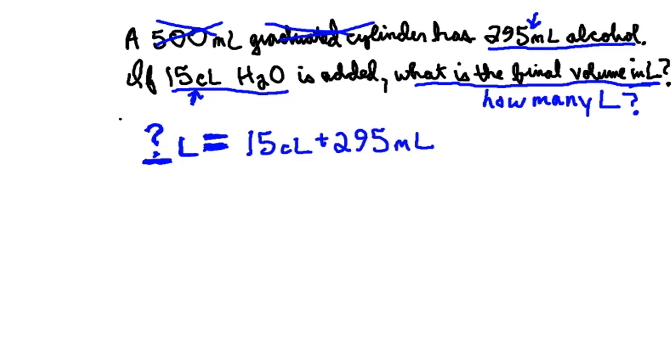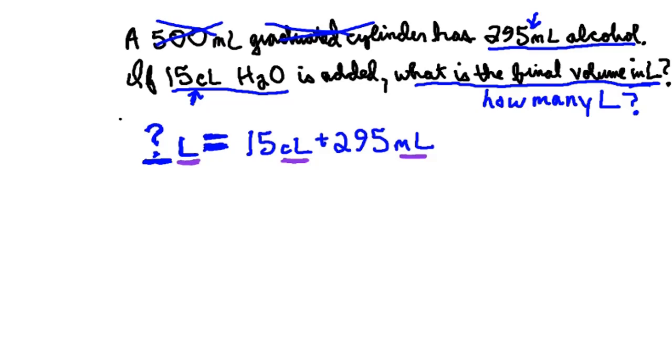Now, if you notice, we have different measurements here. We have liters, we have centiliters, and we have milliliters. So what we need to do is change all of this so they all end up being liters, because that's what the question mark is. The question mark is how many liters. So we need to change these centiliters and these milliliters into liters, and then we can do a simple little addition math problem and find out how many liters is in there.